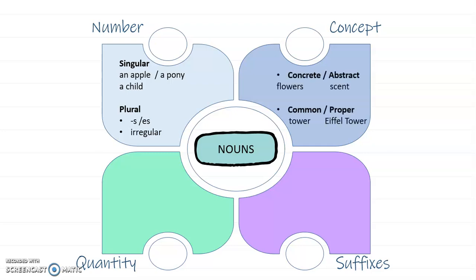Concept. Nouns can be concrete or abstract. Flowers are concrete, but the scent is abstract. We cannot touch it or see it.